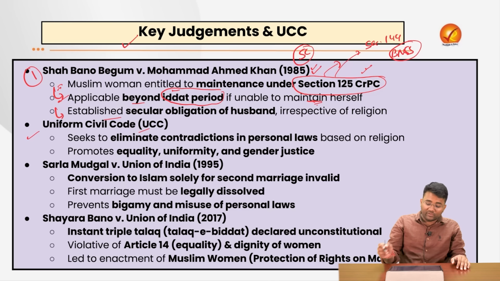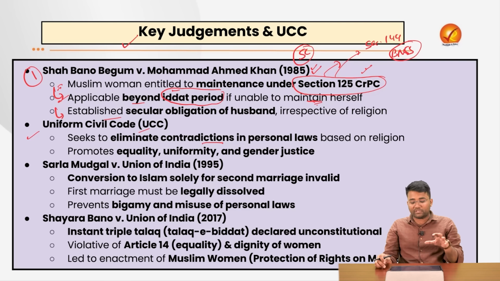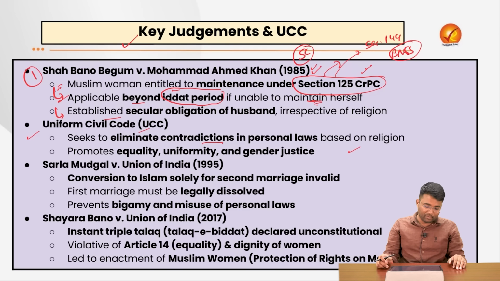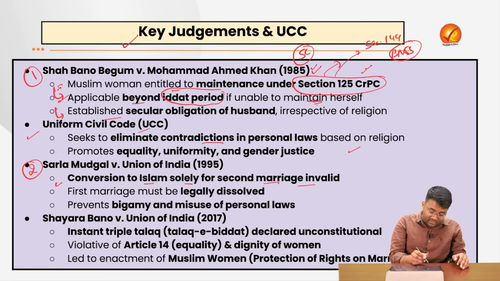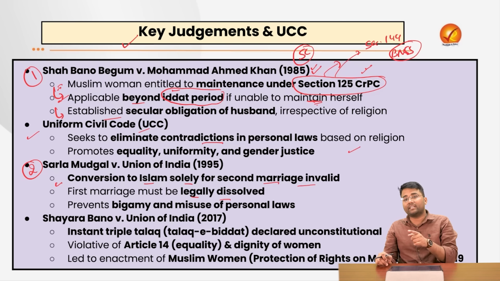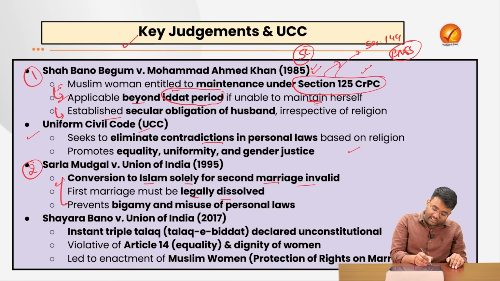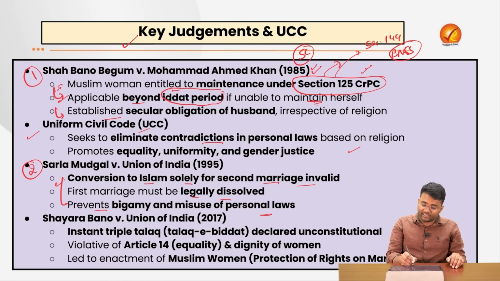The Uniform Civil Code seeks to eliminate these contradictions in personal laws based on religion, and with this, equality, uniformity and gender justice will be promoted. Then came the Sarla Mudgal versus Union of India case of 1995, which held that conversion to Islam solely for a second marriage is completely invalid, because some religions provide for more than one marriage. If someone converts to Islam only for the second marriage, that is invalid. The first marriage must be legally dissolved, and only then can they convert and marry another person. This judgment prevented bigamy as well as the misuse of personal laws, where some personal laws allow more than one marriage.